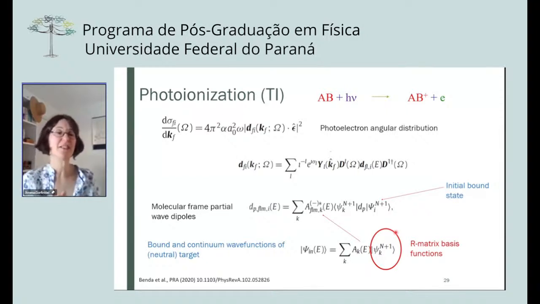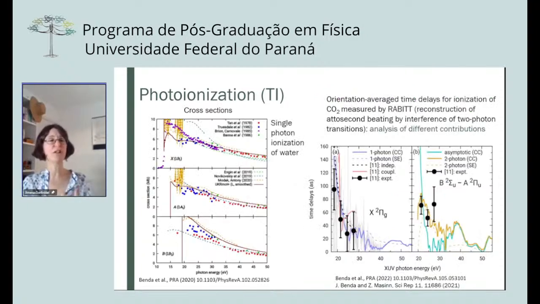So what kind of things can we do with this? Well, we can do things like, for example, study photoionization. So this is the case of photoionization of water, so single photoionization. And you can see the results here. Our results are the red curves, and there are a lot of experiments and there are the theories, and the agreement overall is very good.